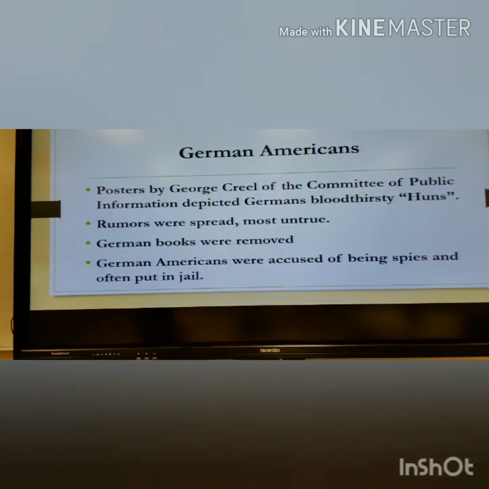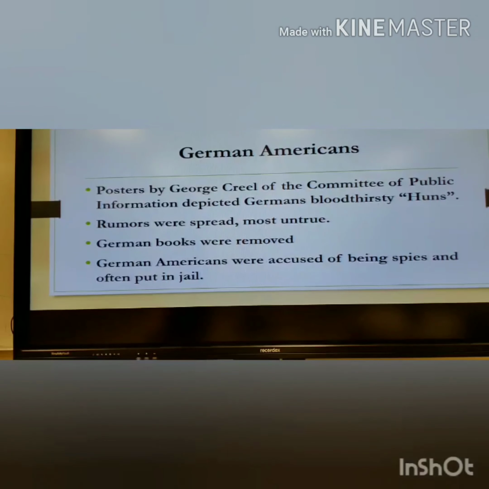German Americans. This was not a good time for German Americans. In addition to all of the propaganda techniques depicting them as the enemy, they were calling them bloodthirsty Huns. And in German, Huns is a really, really derogatory and offensive word to identify someone as. So we were really in the business of making them look like the enemy in order to rally support for the war. Most of the rumors that were spread about them were untrue.